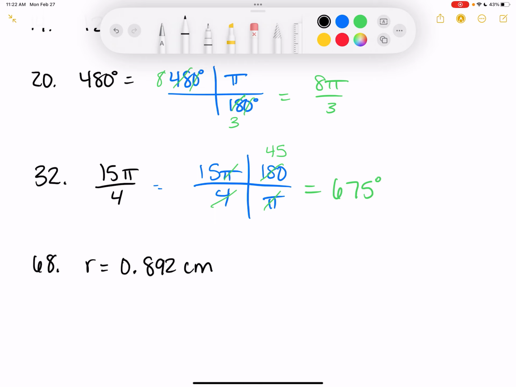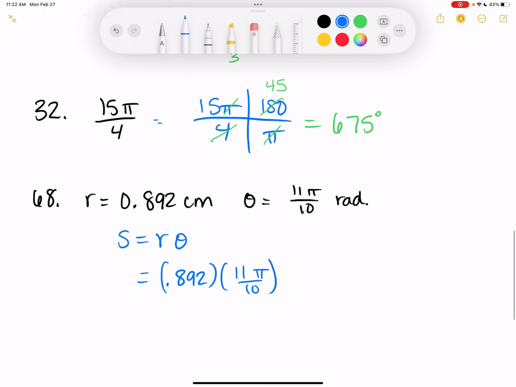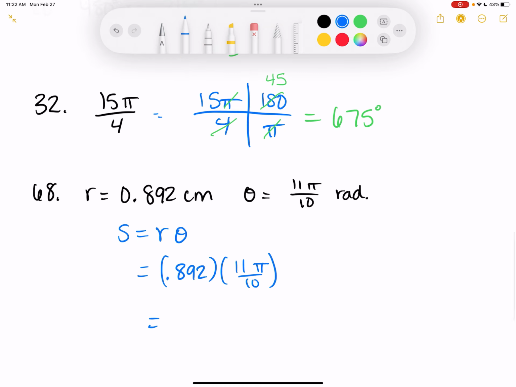R equals 0.892 centimeters. Theta is 11 pi over 10 radians. So arc length, S equals R theta. Theta has to be in radians. The good news is it already is, so I just plug it in. 0.892 times 11 pi over 10. And you would just have to multiply that on your calculator. Or if you're Ethan, you can do it in your head.